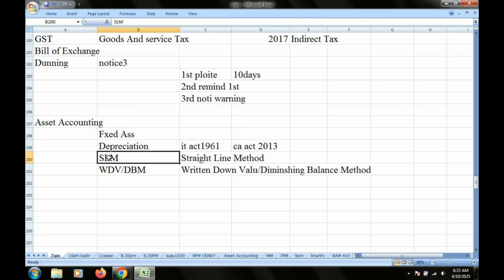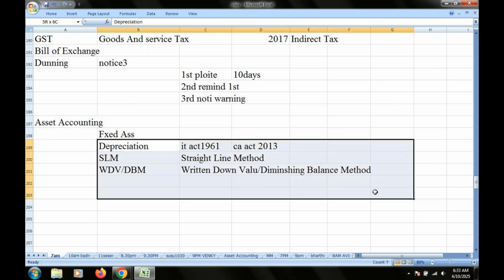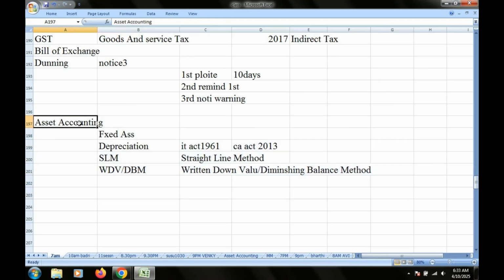So how do we apply these two methods to fixed assets? Fixed assets, for example, are a building, plant and machinery, furniture, fixtures, vehicles, computers, and all electronic items and gadgets. We apply the straight line method as per the Companies Act, and the WDV method as per the Income Tax Act. These configurations we also cover under asset accounting.